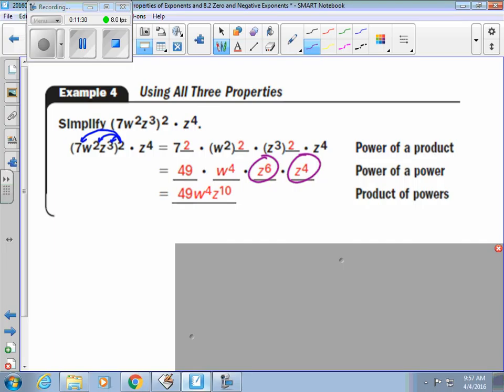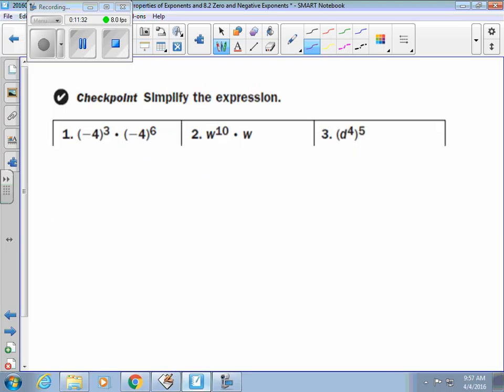Then we have some checkpoint problems that follow. Simplify this expression. Negative 4 cubed times negative 4 to the 6th power. So right here you have the same base, negative 4 and negative 4. What do you do with the exponents? You add them. Negative 4 stays negative 4. 3 plus 6 is negative 4 to the 9th power.